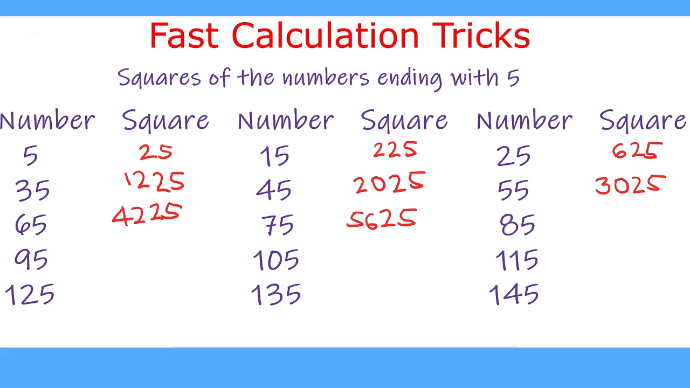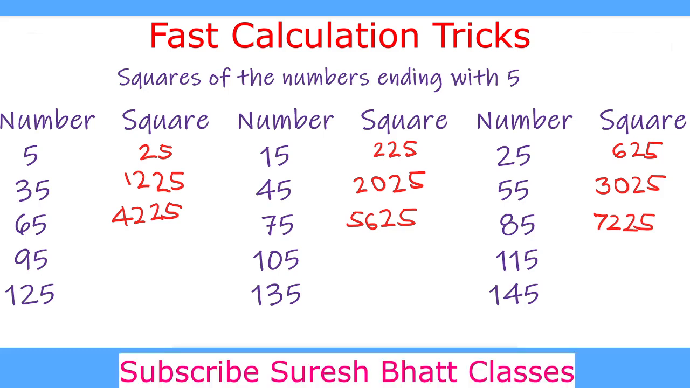The square of 85. The digit at tens place is 8 and the next higher number of 8 is 9. We multiply 8 by 9 which is 72 and after 72 we have to write 25. So square of 85 is 7225. Now square of 95. The digit at tens place is 9 and next higher number of 9 is 10. 10 multiplied by 9 is 90. After writing 90, we have to write 25 and the square of 95 is 9025.